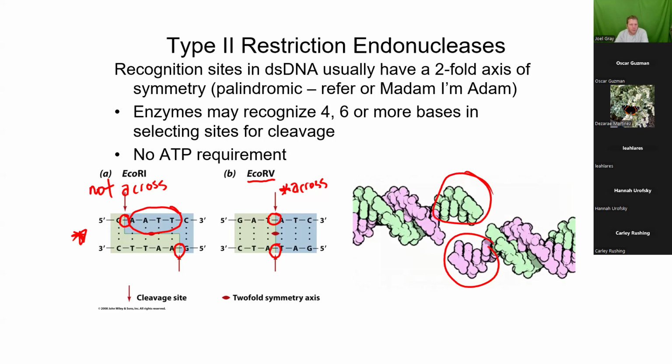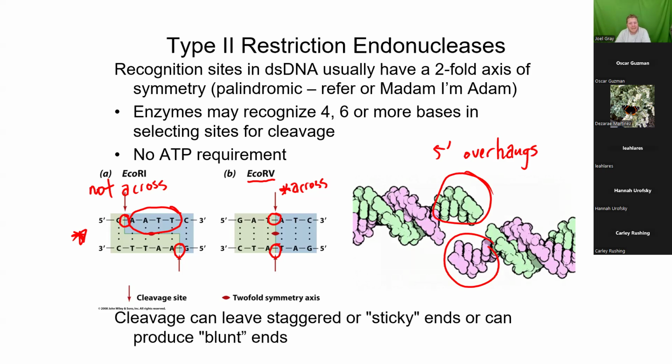Now, when we have those overhangs, these are known as 5' overhangs. These 5' overhangs leave what are known as sticky ends. So this would be a result from EcoR1. EcoR5, on the other hand, go ahead and add to the chat, does EcoR5 generate any overhangs? It doesn't.